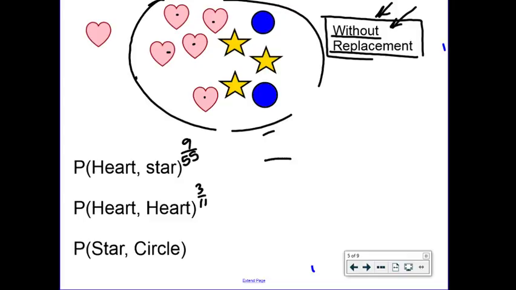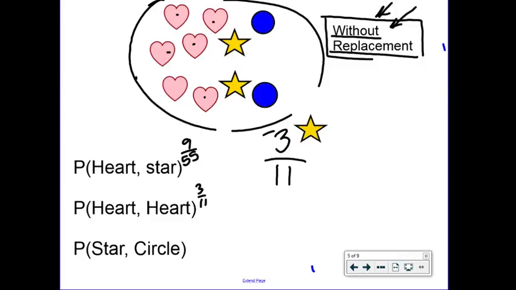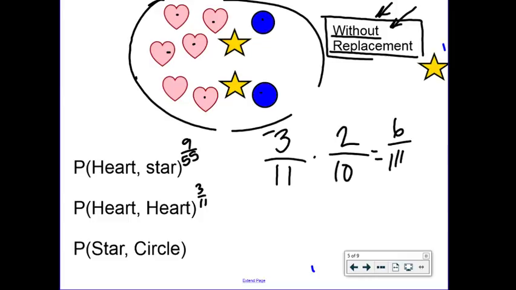Again, star, we start by resetting. There are 11 items in the bag. 3 of them are star. I have taken out 1. There's star. That's gone. There are now 10 items in the bag. 2 of them are circles, so that's 2 tenths. Or you could simplify this 2 tenths. This is 3 elevenths times 1/5. And that ends up being 3 55ths.